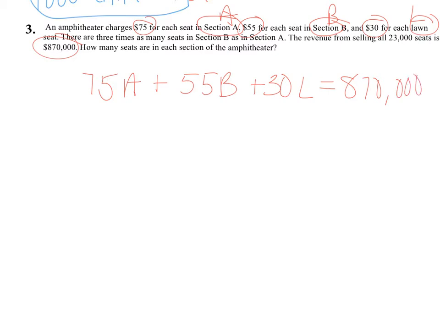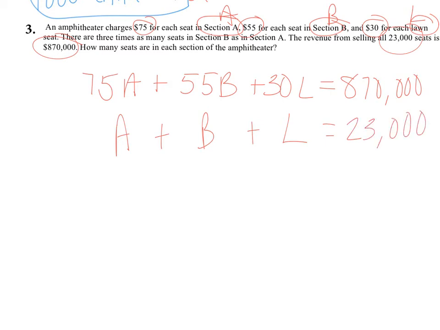The next one, again, is the total number of things or people, which in this case are seats. So I know that all the seats in section A plus all the seats in section B plus all the lawn seats should be equal to all of the seats total, which is 23,000.